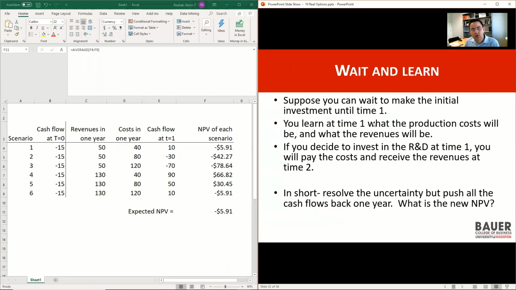But let's suppose we have an option to wait and learn. We'll push everything back a year. But by doing so, we'll learn which scenario we're in. So you don't have to invest at time 0 anymore. Instead, we're going to invest at time 1 if we decide to invest. That's going to push back the building of the production facility. So the revenues and the costs from that are going to be pushed back 1 year, from time 1 to time 2.